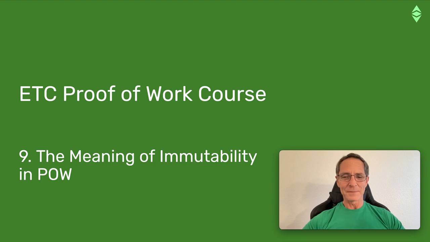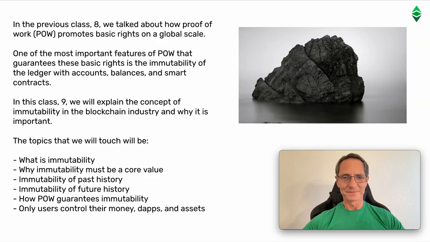This is the ETC Proof of Work course, Class 9, The Meaning of Immutability in Proof of Work. In the previous Class 8, we talked about how Proof of Work, POW, promotes basic rights on a global scale. One of the most important features of Proof of Work that guarantees these basic rights is the immutability of the ledger with accounts, balances, and smart contracts.